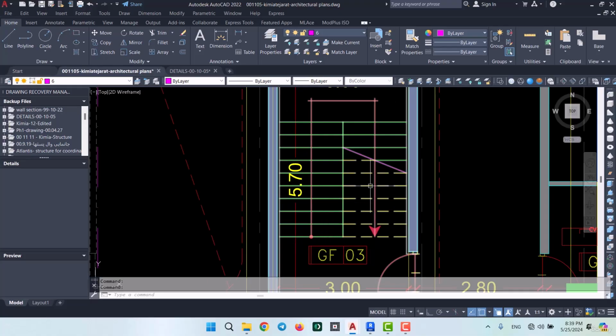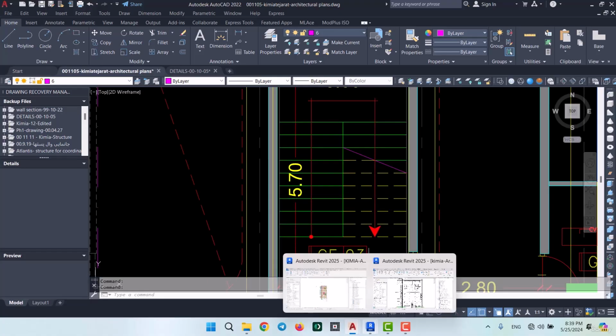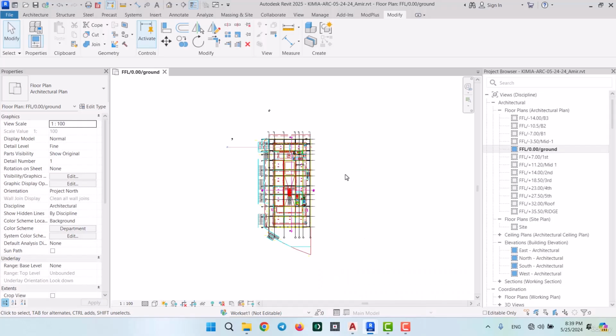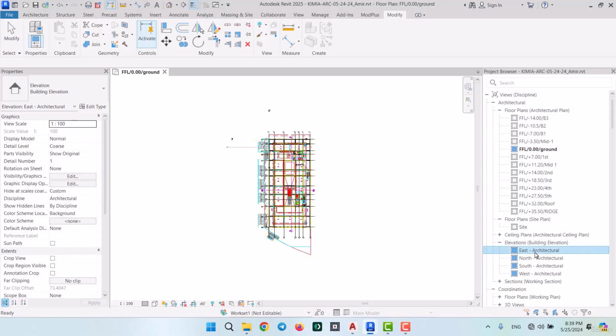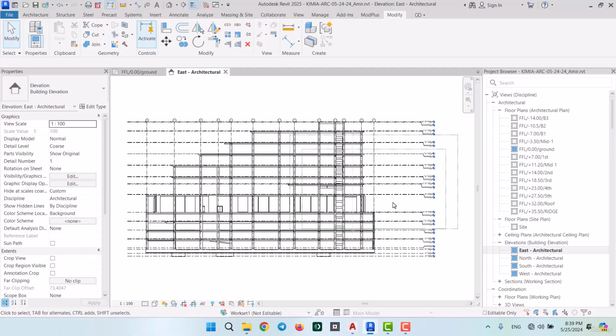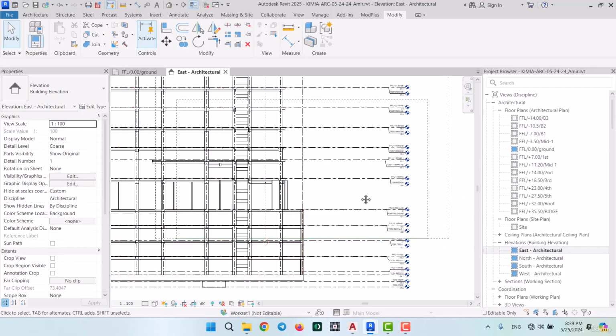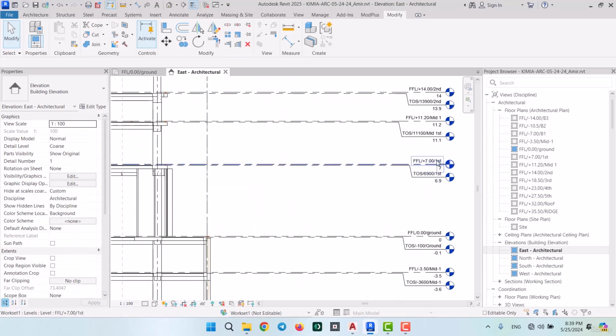Now let's go over to Revit and first get into one of the elevations of this project. And in the first step of the way, I'm going to measure the distance between the ground floor up to the first floor. As you can see here, the offset of the first level is 7 meters, and the ground floor is obviously 0. So basically the distance between the ground floor and the first floor is 7 meters high.